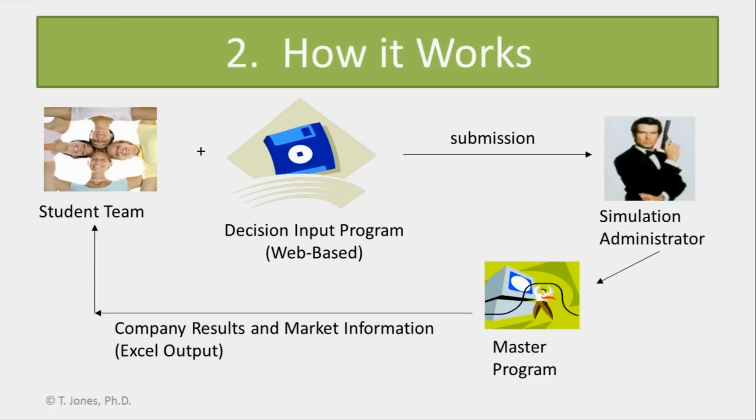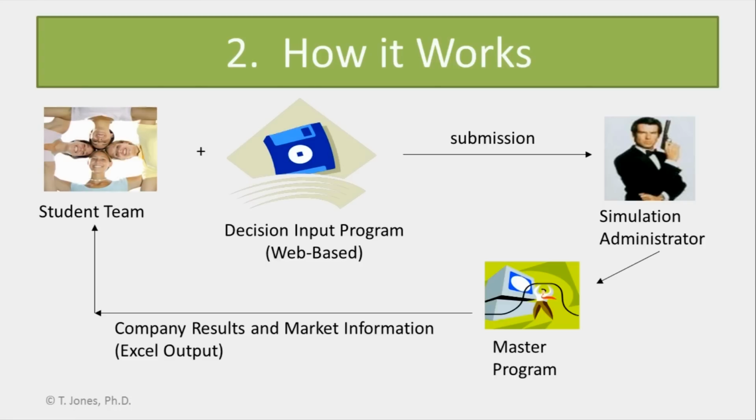How it works is typically there's a student team made up of about 4 or 5 individuals that decide how they're going to operate, how they're going to organize their company. And then there's a decision input program. This decision input program is web-based, so you can do this particular program on your smartphone, on a tablet, on a computer, however you like. You can do it PC-based or Mac-based.